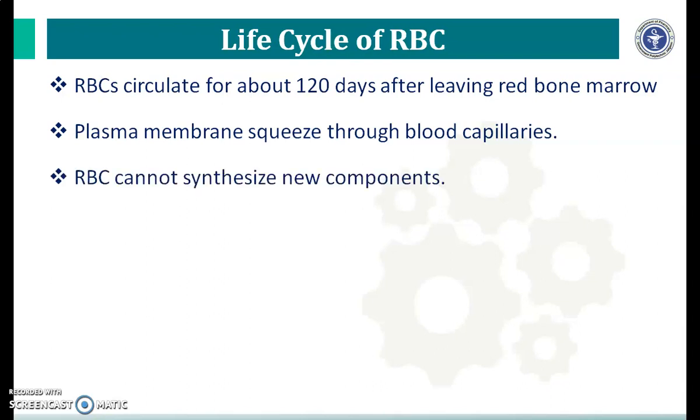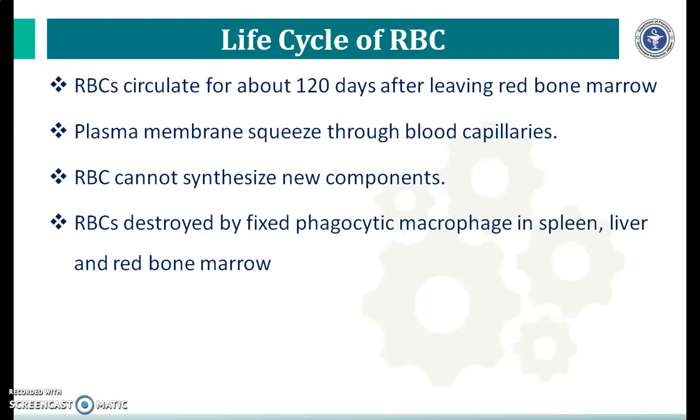RBC cannot synthesize new components to replace the damaged ones, as they do not contain a nucleus and other cell organelles. The ruptured RBCs are removed from circulation and destroyed by fixed phagocytic macrophages in the spleen, liver and red bone marrow.